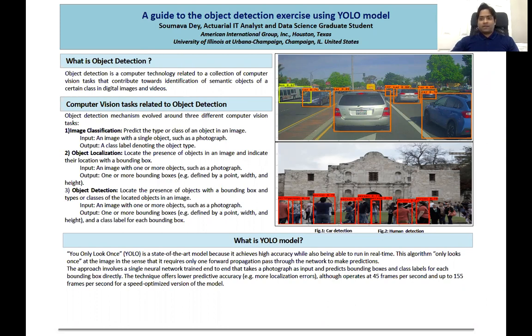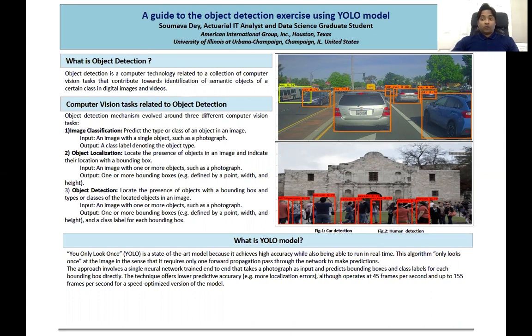In my first slide, I give a little bit of description about object detection. Object detection is a computer technology related to a collection of computer vision tasks such as image classification, object localization, and object detection. For my project, I used a YOLO model, which is very popular right now because it achieves high accuracy while also being able to run in real time.